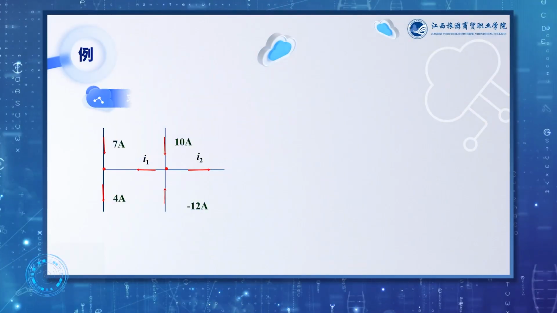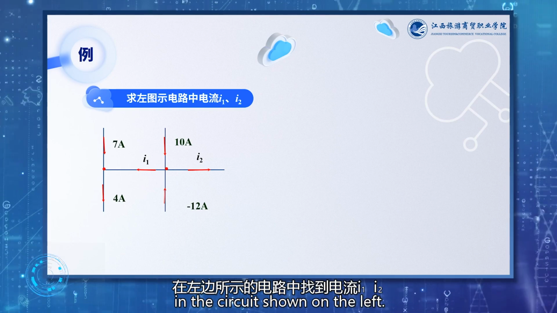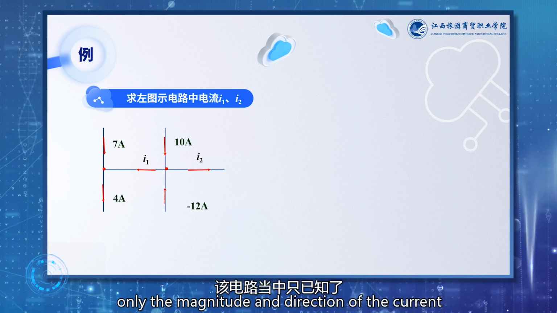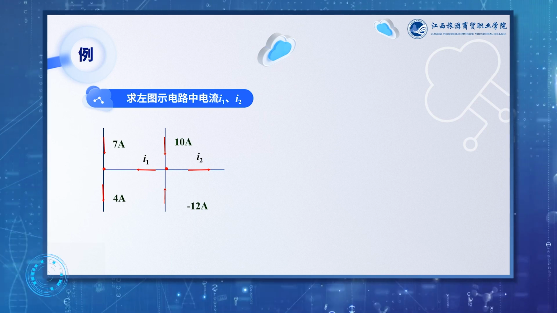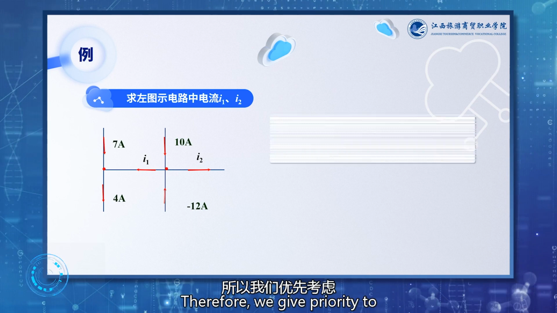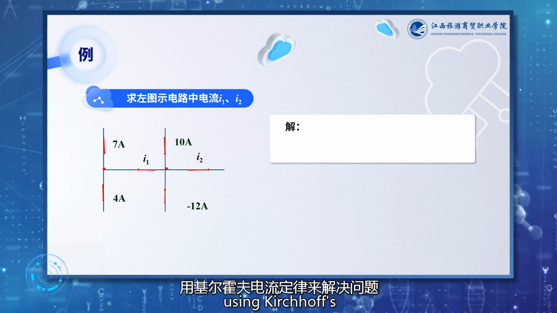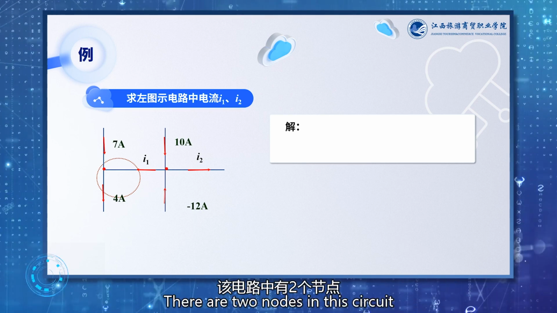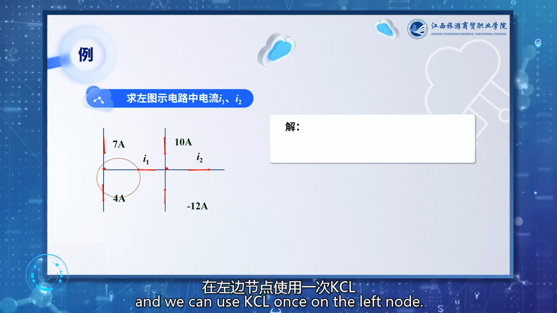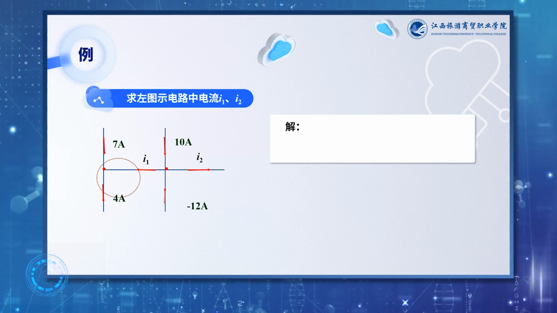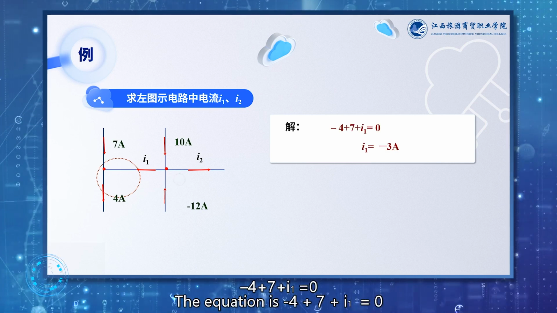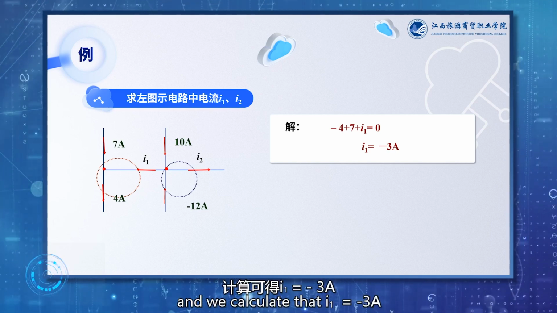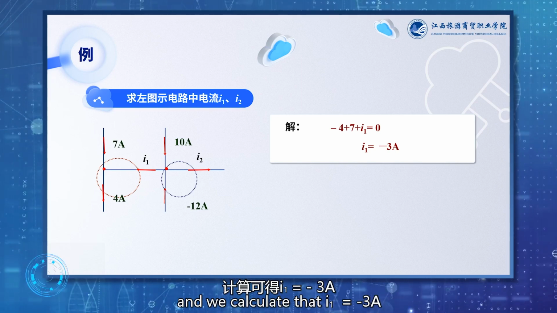For example, to find the currents I1 and I2 in the circuit shown on the left, first of all, we should observe that only the magnitude and direction of the currents are known in this circuit. Therefore, we give priority to using Kirchhoff's current law to solve the problem. There are 2 nodes in this circuit, and we can use KCL once on the left node. The equation is negative 4 plus 7 plus I1 equals 0, and we calculate that I1 equals negative 3A.